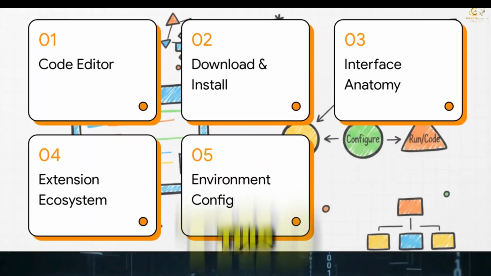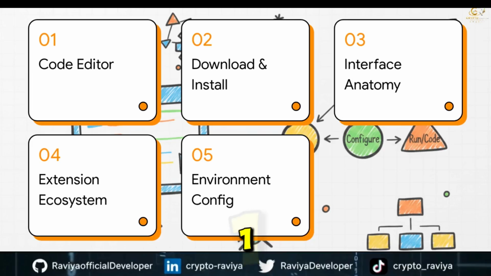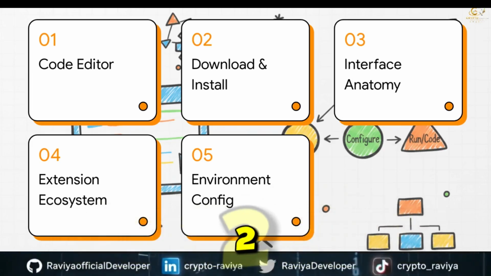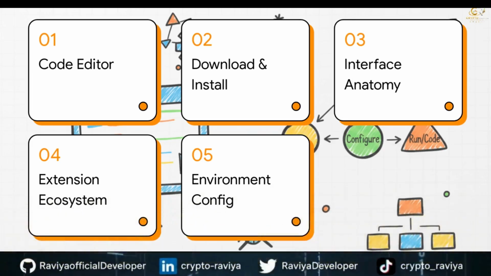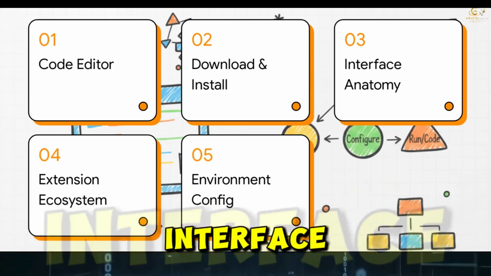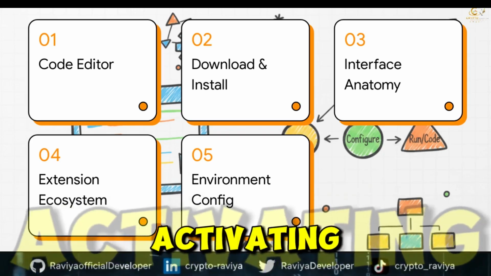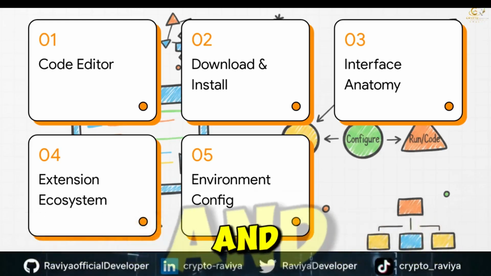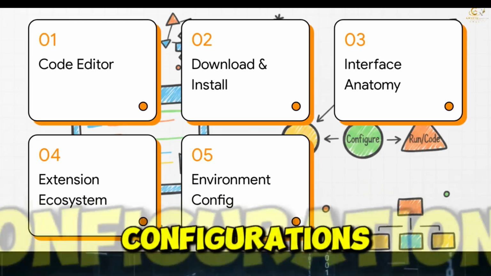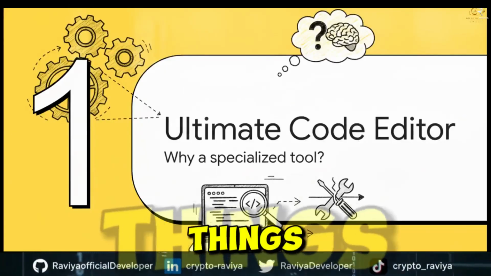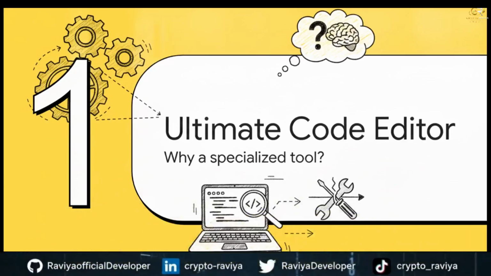Okay, let's dive into this roadmap. We'll be looking at 1. The ultimate code editor, 2. Safe download and installation, 3. Exploring the interface anatomy, 4. Activating the extension ecosystem, and 5. Critical environment configurations. Let's kick things off with part 1, the ultimate code editor.